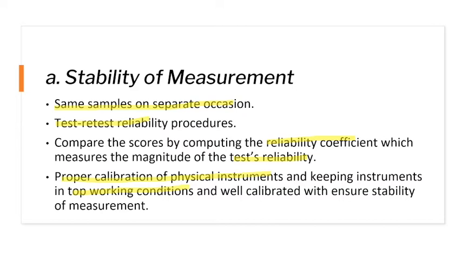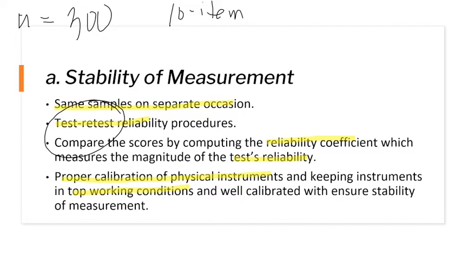Now, let's picture an example using a questionnaire. When I say stability of measurement using test-retest, it's like this. For example, I have a 10-item questionnaire and I conducted a pretest. If my intended sample size is supposed to be 300, my pretest size should be 10% of my sample size. So my pretest respondents would be 30, because 10% of 300 is 30.